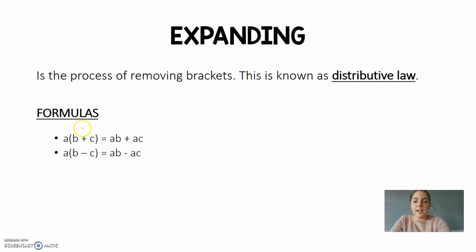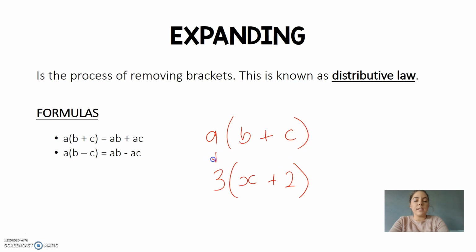So our formulas are over on this side. One is for addition and one is for subtraction. Both have the same process, it's just that one's an addition and one's a subtraction. We have a look at the expression a, bracket b plus c. A is the part that's on the outside of the bracket, and in our last example that was a 3. B is the first part inside the bracket, in our last example that was an x, plus whatever the last part is, and in our last example that was a 2. So they represent each other.